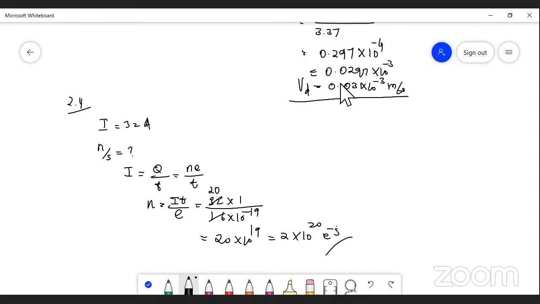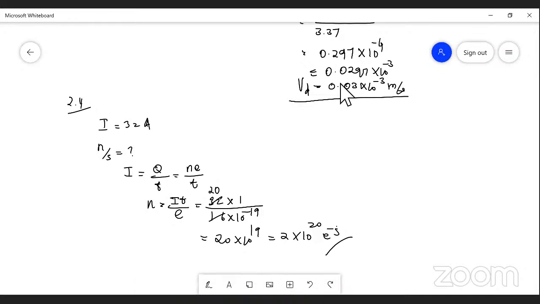I equals Q divided by T. Q, charge, equals Ne. N is the integer, e is the charge of the electron. So Q equals Ne, N equals I into T divided by e. This expression is quite simple, from which we are calculating the number of electrons passing through the conductor in 1 second, which is 2 into 10 power 20 electrons.